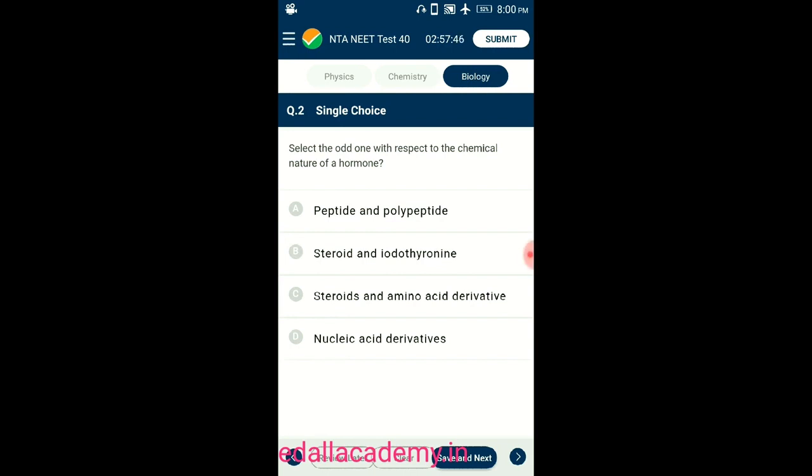Question number 2. Select the odd one with respect to chemical nature of a hormone. Chemically, the hormone may be peptide or polypeptide, that is insulin, steroid, cortisol, iodothyronine, that is thyroid hormones, or amino acid derivatives, for example epinephrine. So here the answer for this question is option D.